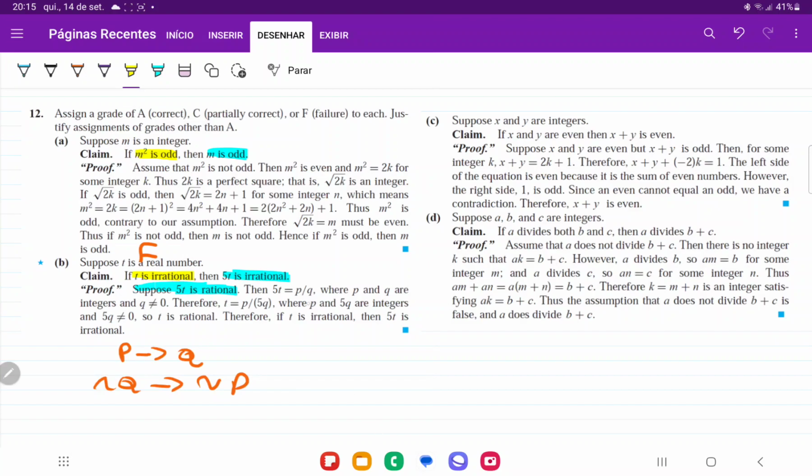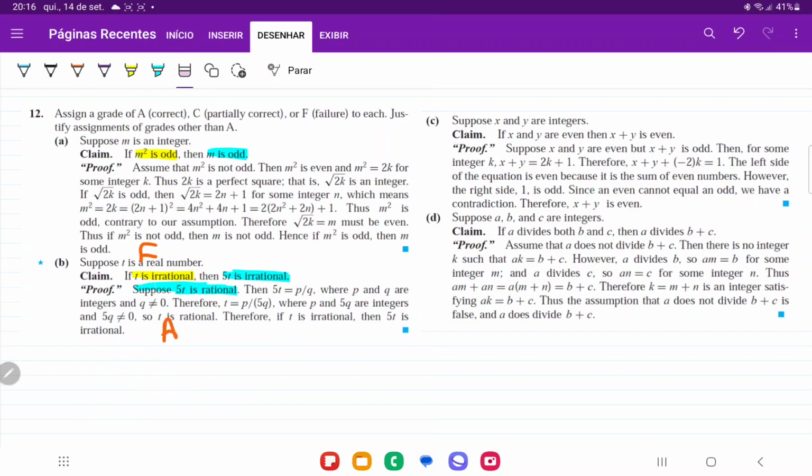So therefore T, they divide everything by 5, is equal to P over 5Q, where P and 5Q are both integers, and 5Q is not equal to 0, so T is rational. It does show that, hey, if not Q, then not P. Therefore, if P, then Q. So this does work perfectly, so we give it a grade of A.